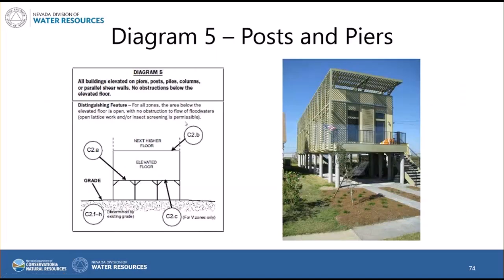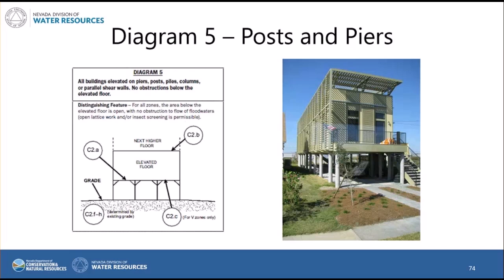So 1 through 4 are what we call our non-elevated building types, and 5 through 9 tend to be our elevated building types. That means the building is elevated on something. There's some element of the foundation that's getting the floors of the building up and off the ground. So a diagram 5 is a building that's elevated on piers or posts or piles or parallel shear walls. It may or may not be in a coastal area. They're often seen in coastal areas, but you may have manufactured homes that are built on short posts or piers.